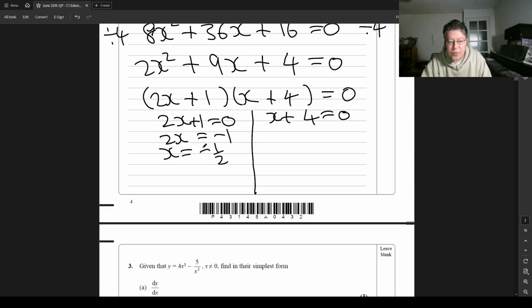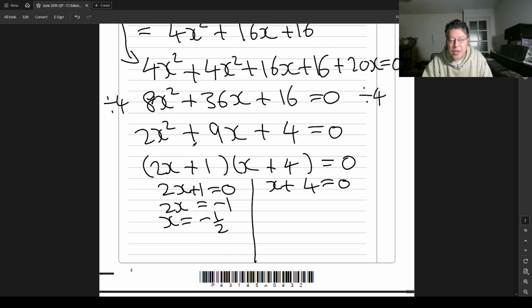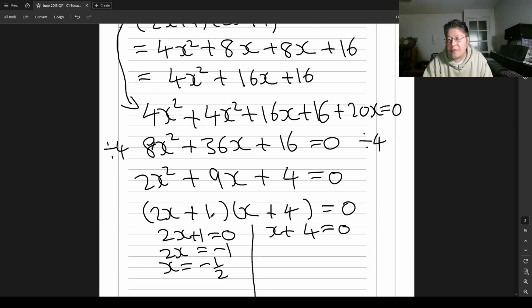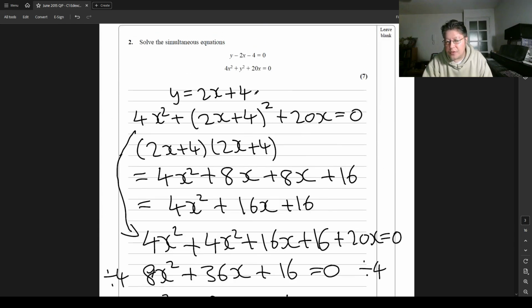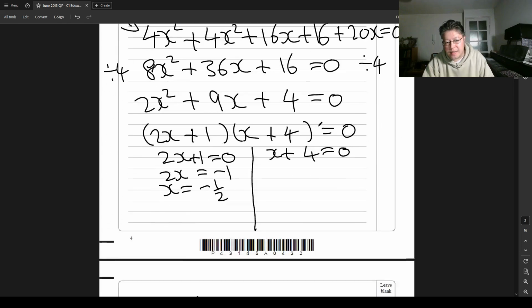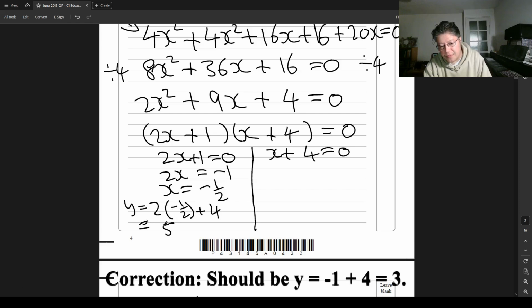And we have to get the corresponding y coordinate. So if we go back up, we need to substitute x equals minus half into y equals 2x plus 4. So let's substitute that in. So we get y equals 2, and we put in the x plus 4, and this gives us 1 plus 4 is a 5. So that's the first solution, x equals minus half and y equals 5.